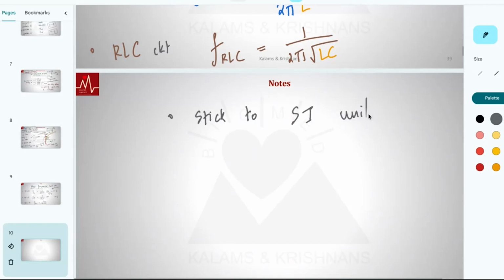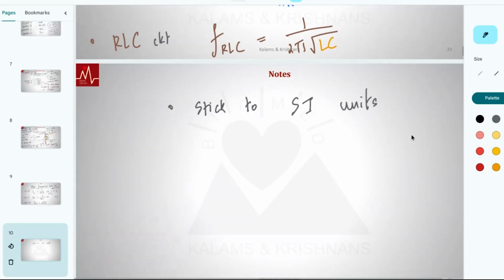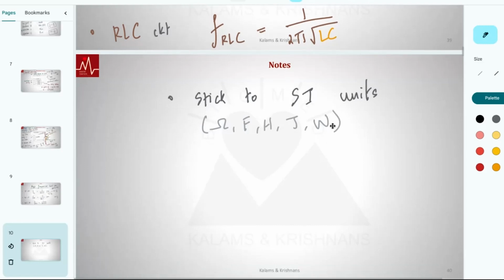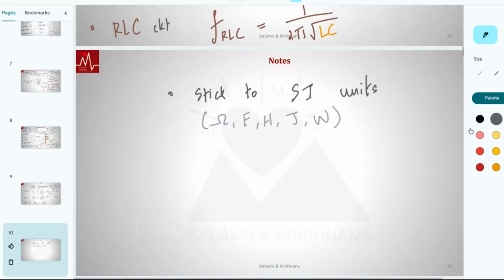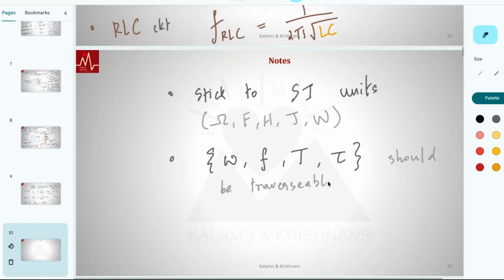Point number 1, you are good. All confusions with ohm, Farad, Henry, Joule, watt, you should be safe from all of those. Step 2: if there is a milli or a micro, keep that milli or micro in the calculation. The set omega, f, T, tau should be easily traversable. Given one of these, you should find the rest.